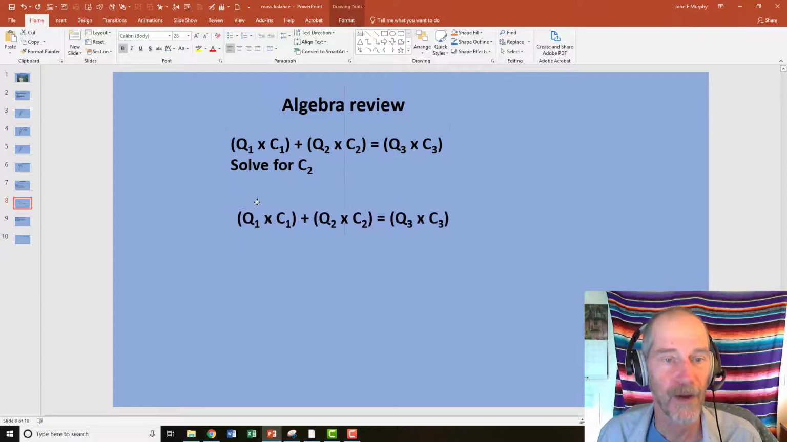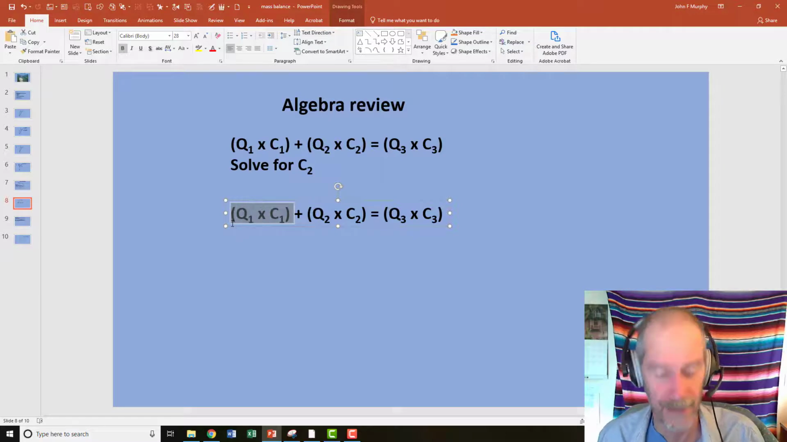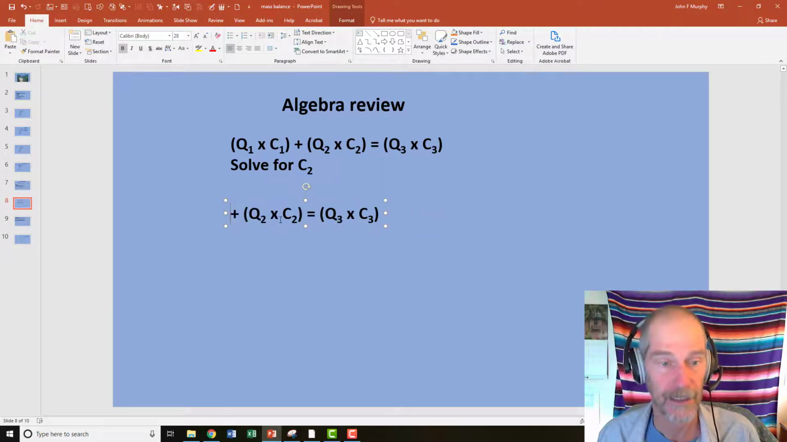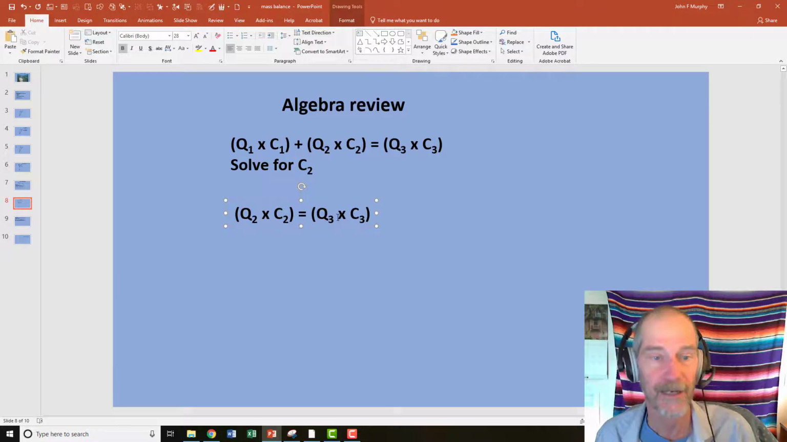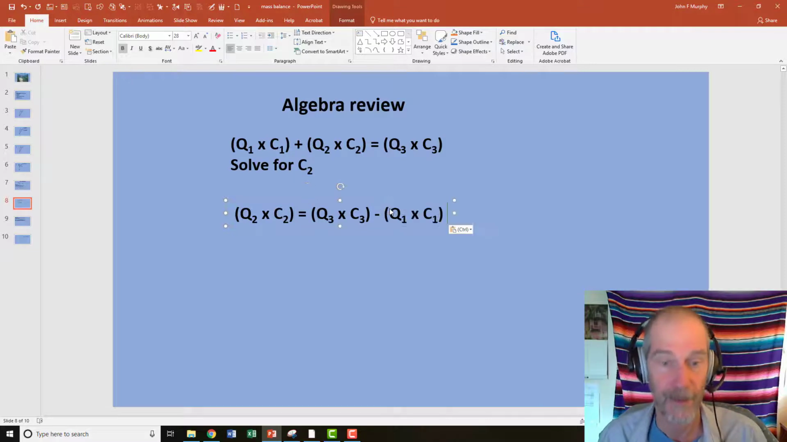Okay, so if I want C2, I need to get rid of everything but C2. And order of operations is that if there's addition or subtraction, you take care of that first, and then you take care of the multiplication. So I'm going to have to subtract this thing out. So I need to move this to the other side. And I need to get rid of the plus sign. I don't need that anymore. I'm subtracting it from here, so I simply go minus that.